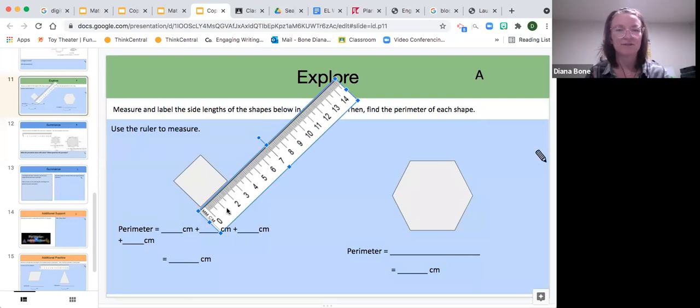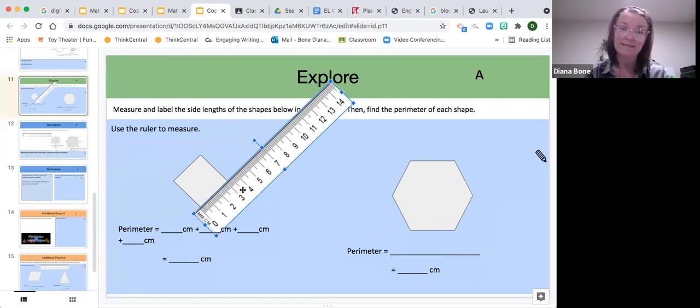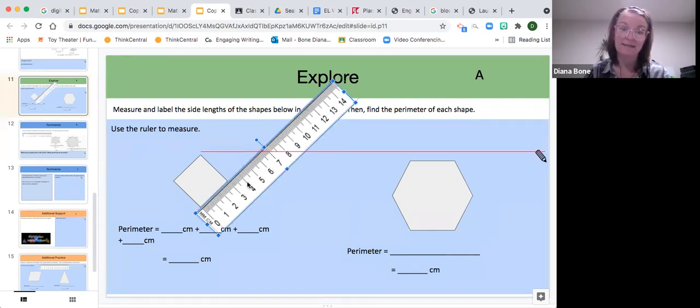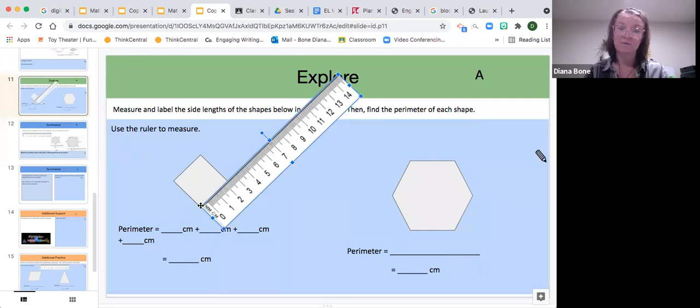That's right. I heard someone say it. I did not line up the beginning of the square with the zero. I had it lined up way over here. That's not where zero is. That puts me in the negative. So boys and girls, make sure when you're measuring anything, you start on the zero. Now, sometimes the zero is at the very end, so you can start at the very end of the ruler.